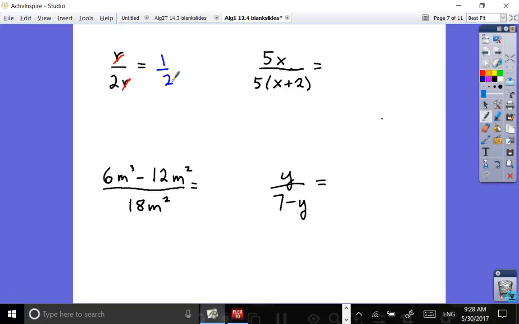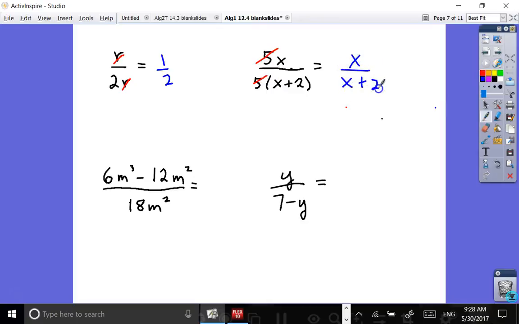It's already factored. So what's the common factor that could be canceled? 5. So cancel the 5. So this whole thing is x over x plus 2.